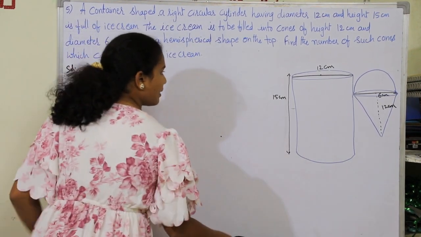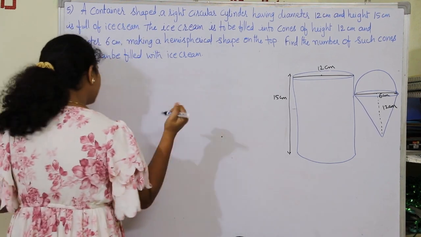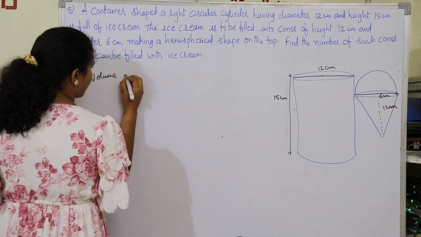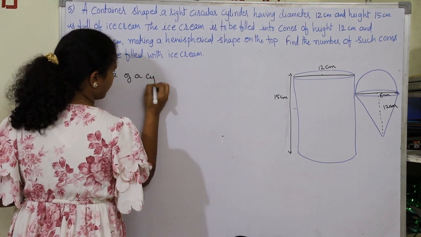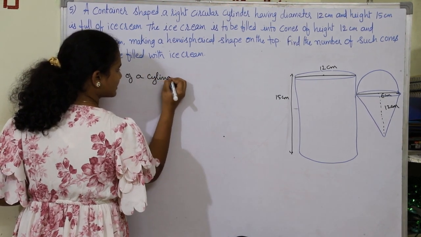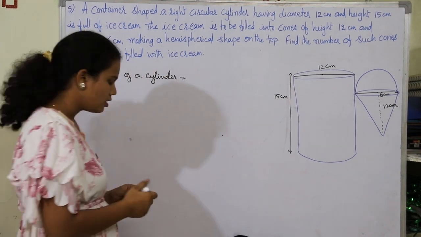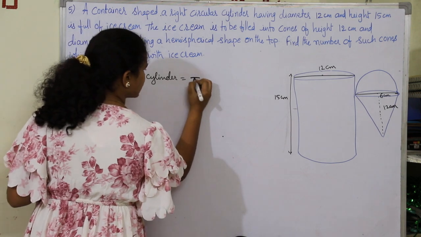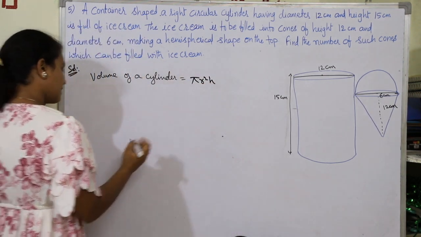Here, we can easily find the volume of the given cylinder first. So the volume of a cylinder. I am taking a cylinder because you have a container which is in the shape of a cylinder. The volume of a cylinder equals pi r square h, the formula as you know. The pi value is 22 by 7, and the radius r.